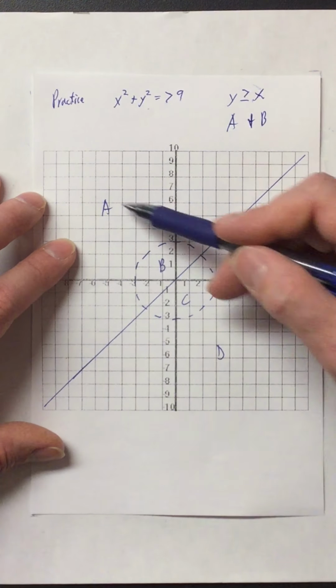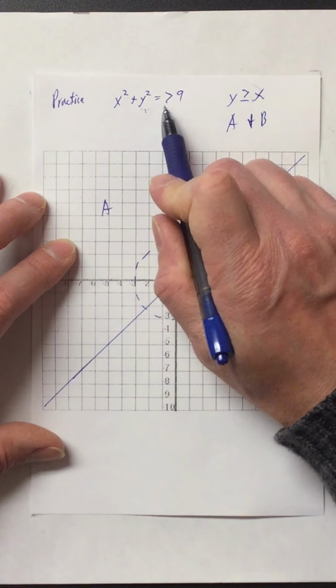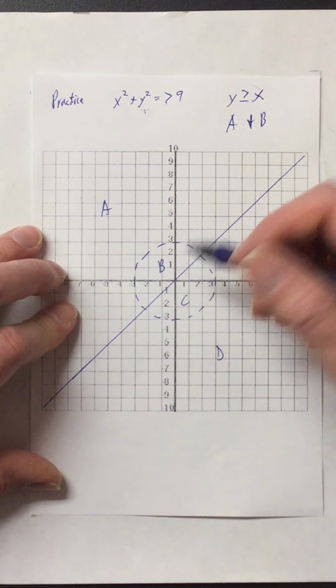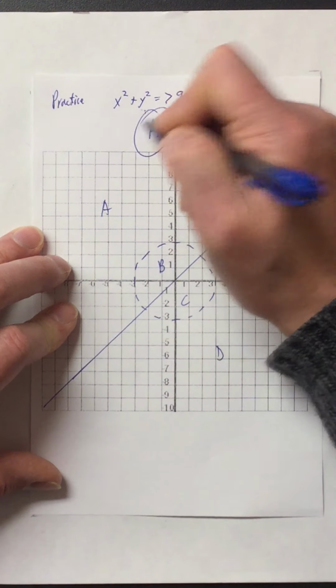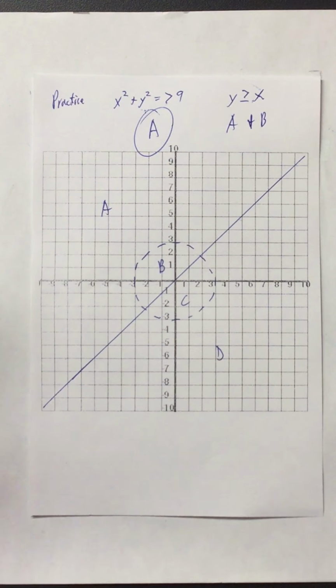Okay, and then one of these, A or B, is going to get excluded. Over here, y is greater than 9, greater, larger, outside. Between A and B, which one's outside? Answer is A is on the outside, B is on the inside. So our answer for the practice problem is A.